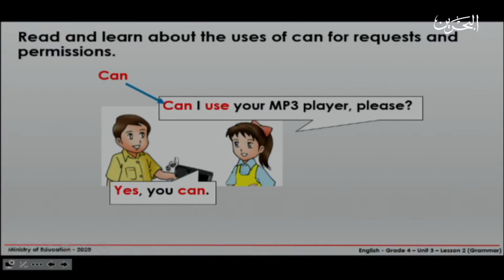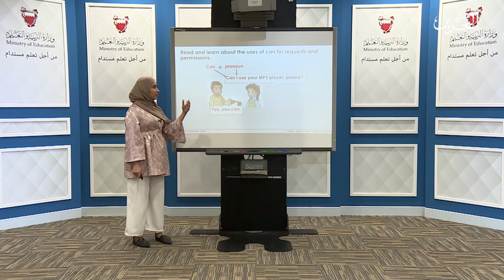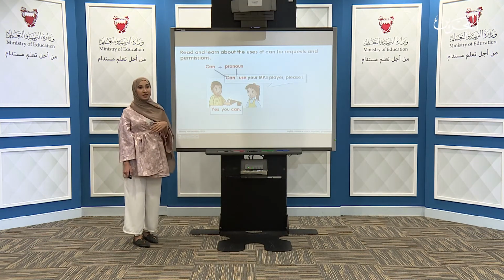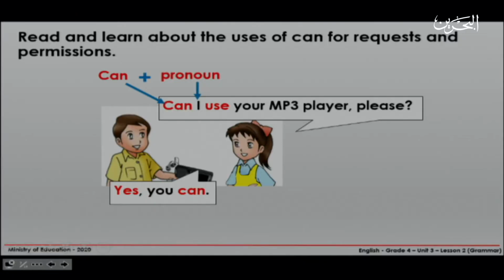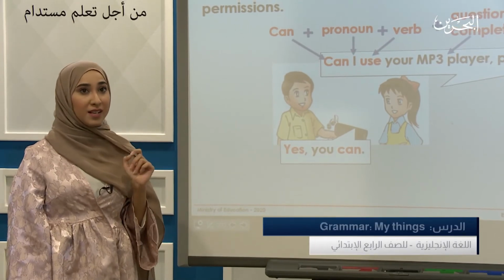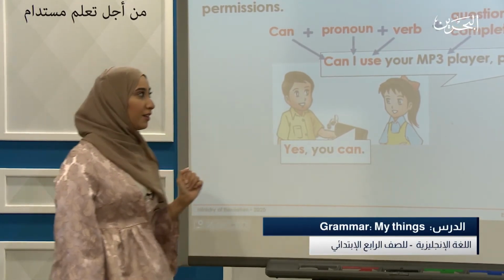So, when we want to ask for permission or to request something, we start by saying can. Then we add a pronoun. Here we have I, or you can add the other pronouns like she, it, we. And then we have a verb. Here we have use. Then we have the completion of the question, and finally we must add a question mark.